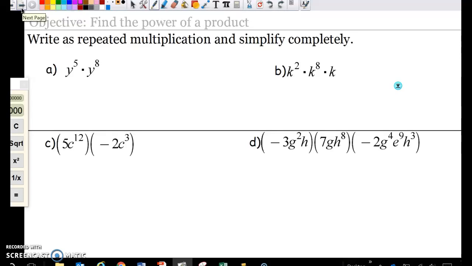What if I don't have number bases? What if I have variable bases, like y? Well, same thing. Add the exponents. 5 plus 8 is 13. There's no need to simplify here.